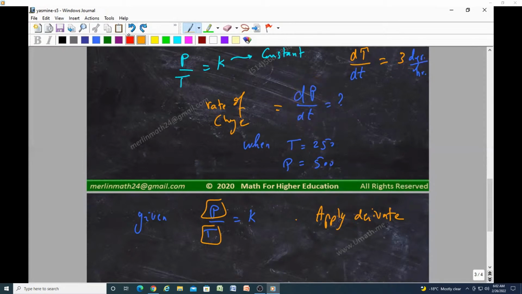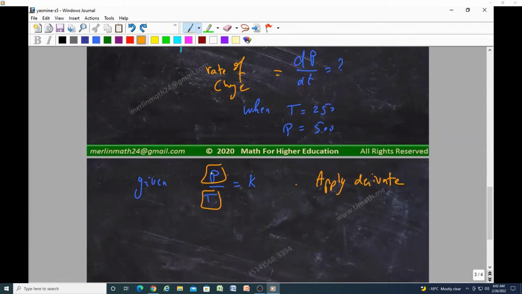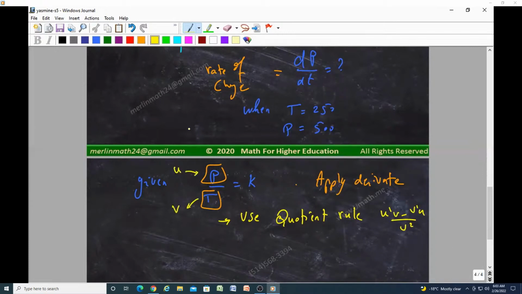Okay. I want to apply derivative, but the idea is if you want to apply derivative, the look that you have is not easy. This means use quotient rule. Now to avoid quotient rule, quotient rule is long, which is U prime V minus over V square. We call the up a U and the bottom a V. So I want to avoid it. So change the look, P over big T equal K.